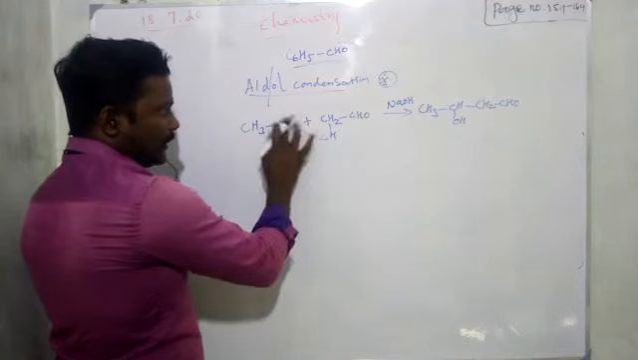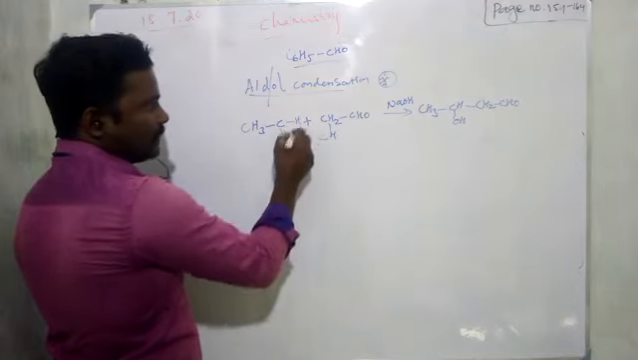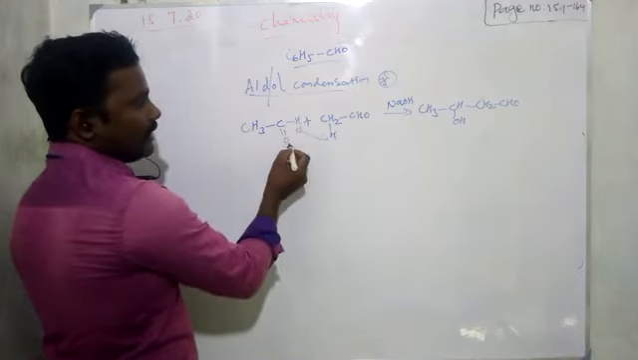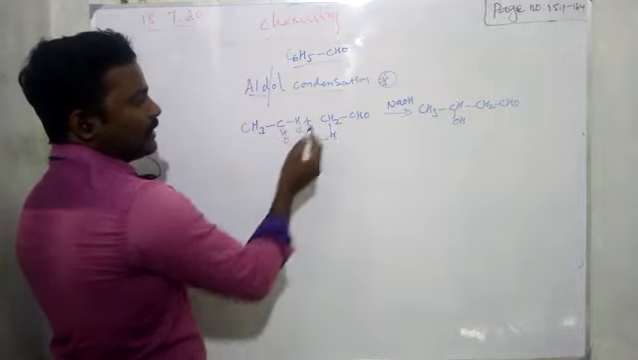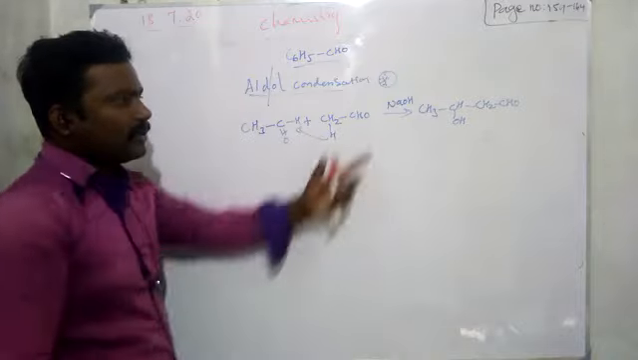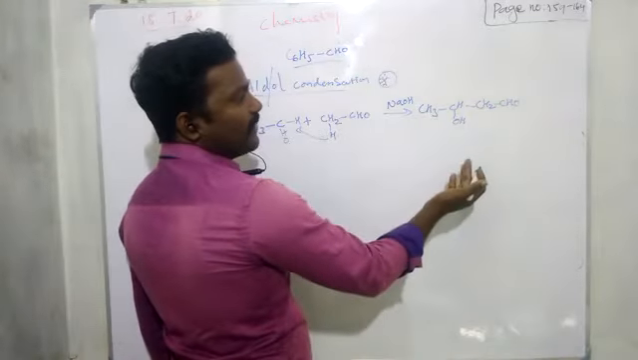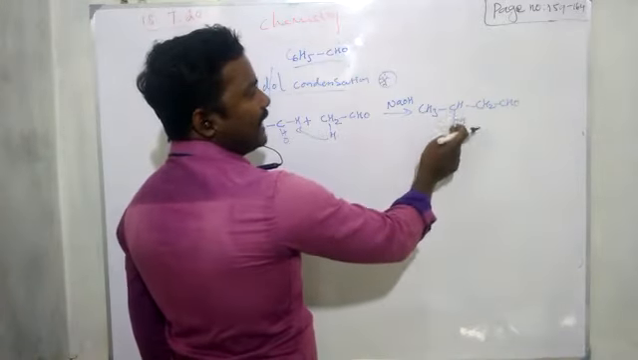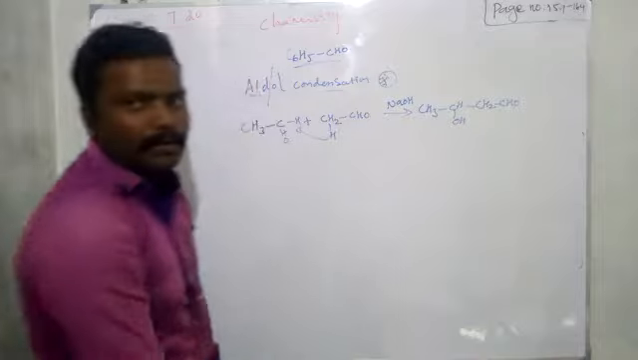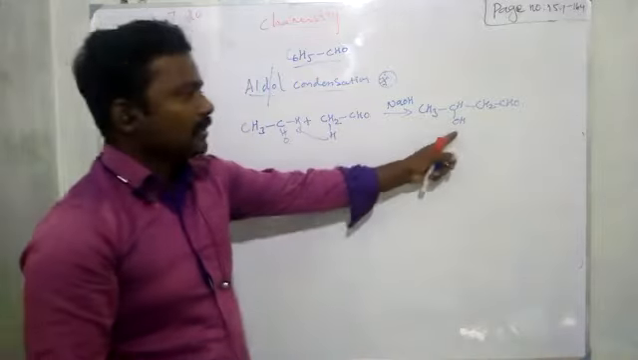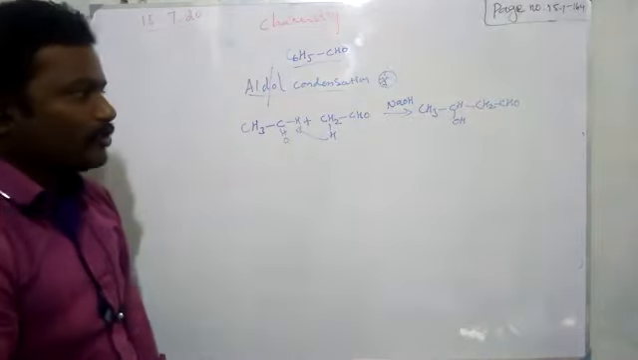If you are not clear, you can write it like this. This hydrogen is added here, so the double bond will reduce. Then this carbon has a new bond. This is what is called aldol. Otherwise, we can call it 3-hydroxybutanal, because the third carbon has an OH group.